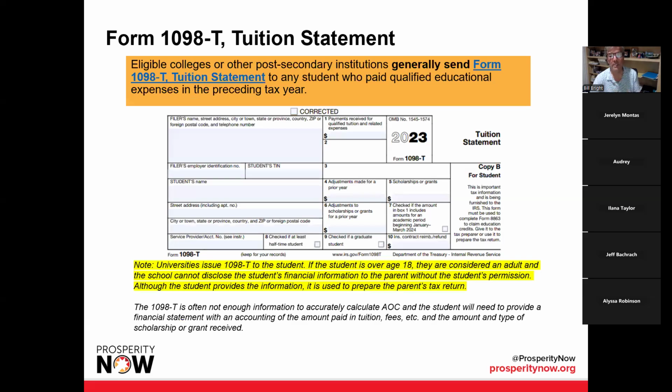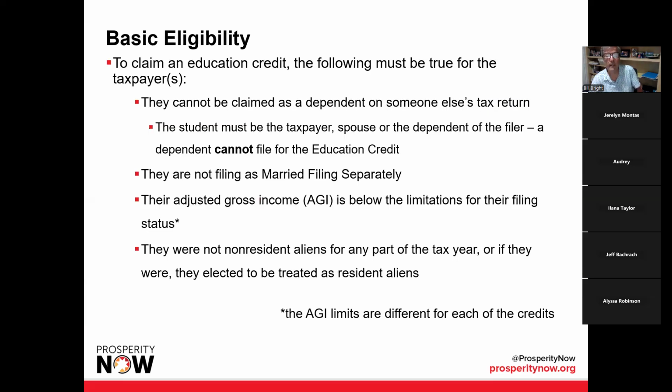The one thing that we'll see here is a sample tuition statement, a 1098T. Again, these are what we see, and generally, to claim the credit, they cannot be claimed as a dependent on someone else's return. They must be the taxpayer, spouse, or dependent of the filer. Again, a dependent cannot file for the education credit. They're not married filing separate. Their AGI, it's actually a very high AGI target, so that's generally not a problem. They were not non-resident aliens for any part of the year.